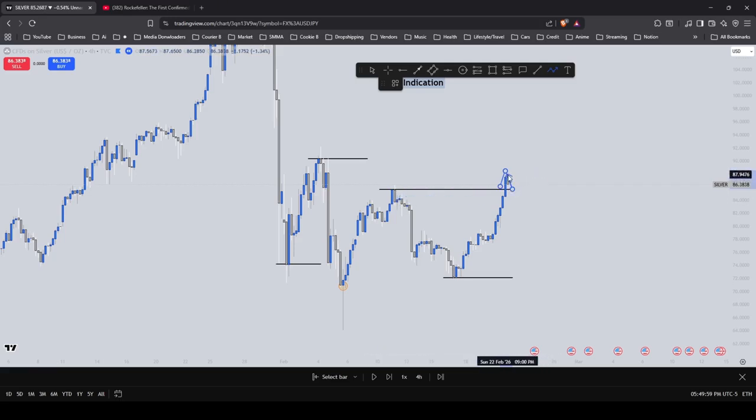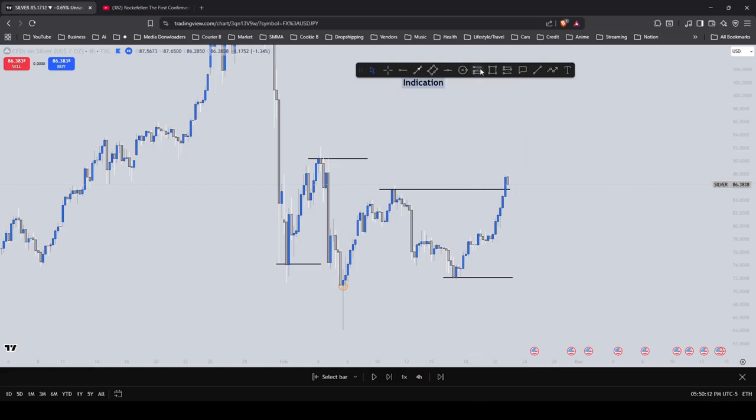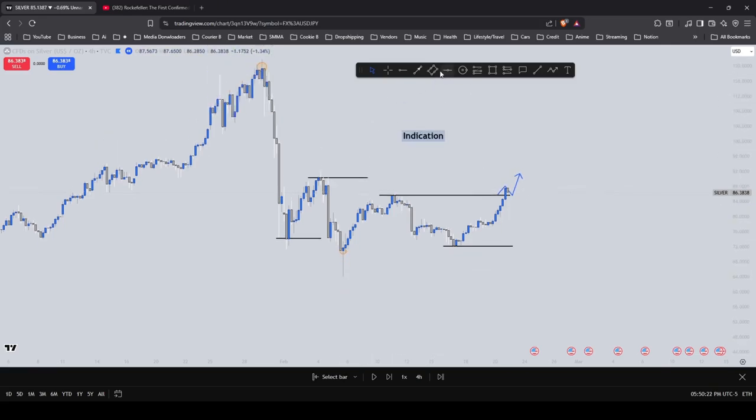So the indication closed above, it corrected itself, and the continuation will be to what? The next key level. What is the next key level? The next key level is here. This will be my target. So my entry was here. I do not want to confuse you guys. I waited for the indication. This was the indication. It broke out, it corrected, and here's the continuation. This was my first TP. Of course, my full TP, I was targeting up here, but this was my first TP.